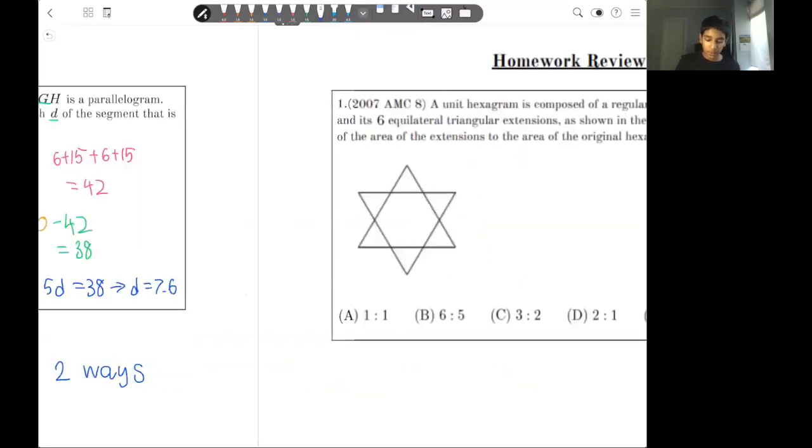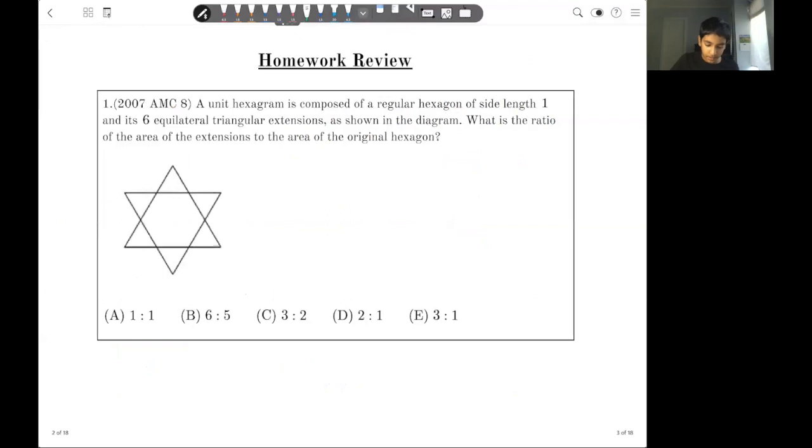Okay, let's review the homework problems from this week. A unit hexagram is composed of a regular hexagon with a side length of 1 and its 6 equilateral triangle extensions. What is the ratio of the area of the extensions to the original hexagon? So what it's saying is that this hexagram shape, this whole star you can see here, has a hexagon in the middle, and then its triangular extra parts.